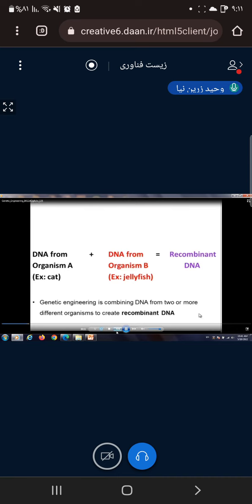Now you might be wondering how to combine DNA from a cat with DNA from a jellyfish. Those are so many different. Well, the key is that the code is universal.